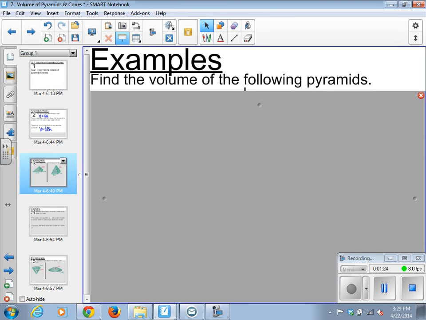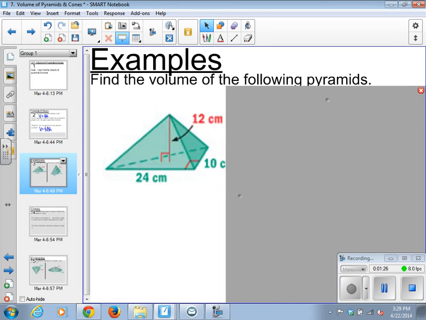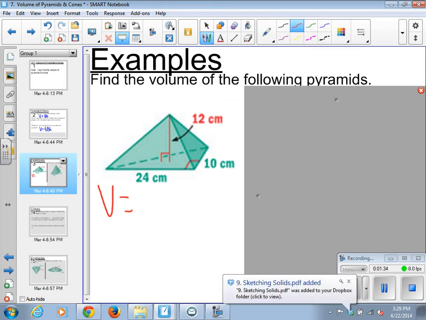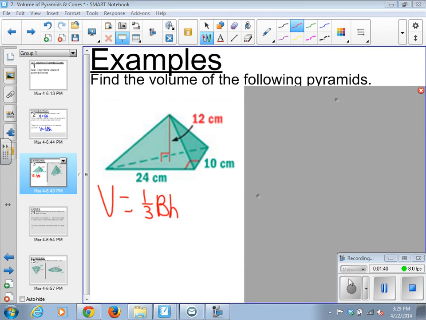Let's put this to work. We're going to find the volume of these following pyramids. As always, start with the formula. It's a pyramid, so we have volume equals 1/3 times the base times the height. So we've got 1/3.